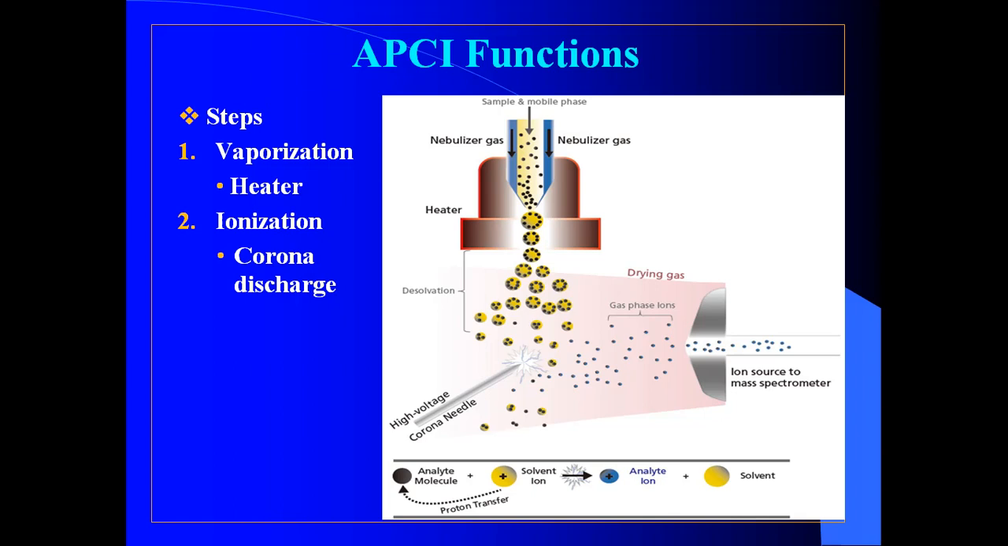In APCI, there is a charge transfer from the ionized solvent reagent ions to the analyte molecules in a way that is similar to chemical ionization in GCMS. These analyte ions then are transported through the ion optics to the filter and the detector here.